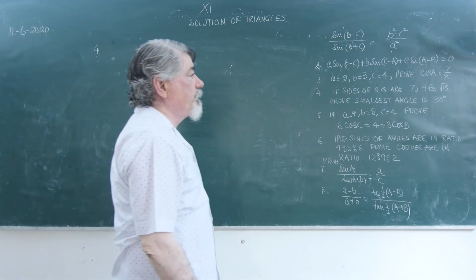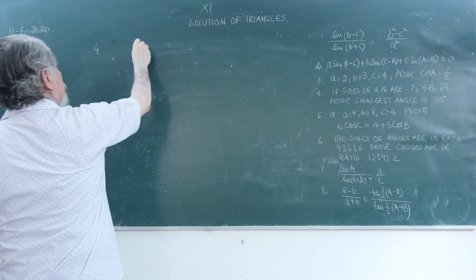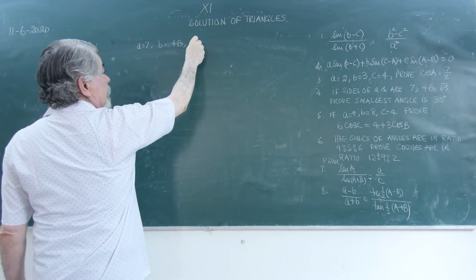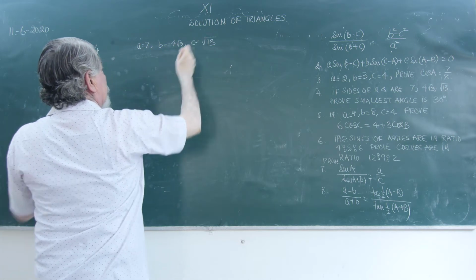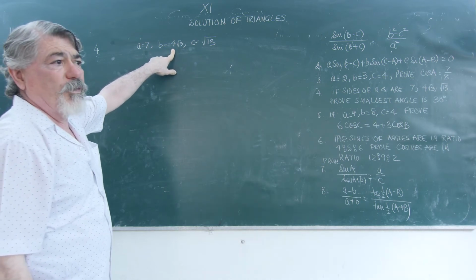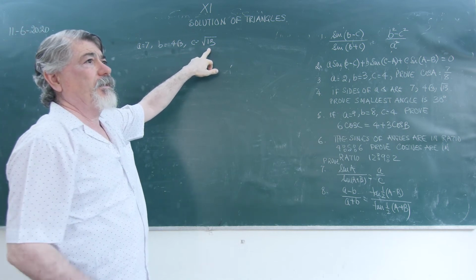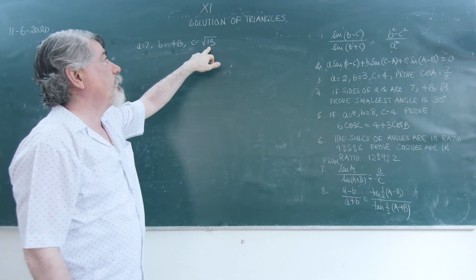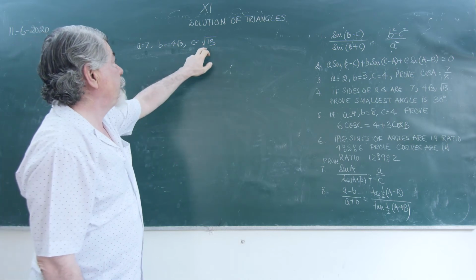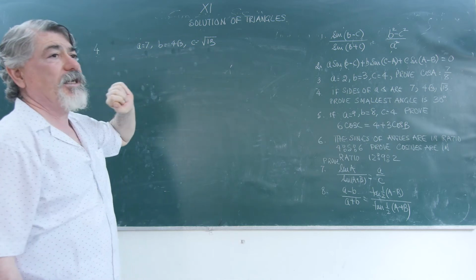If the sides of a triangle are 7, 4 root 3 and root 13. Suppose A is 7, B is 4 root 3 and C is root 13. 7 is the biggest side. This is 4 root 3, so 4 into 1.732. And root 13, what is the value of root 13? Nearest, 3 3s are 9, 4 4s are 16, can't go. It will come 3 point something. So C is the smallest side, A is the largest side.